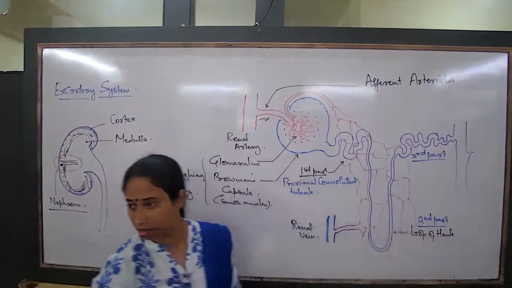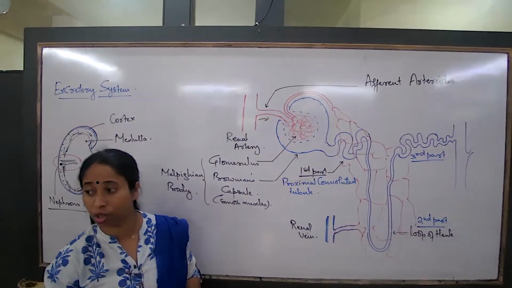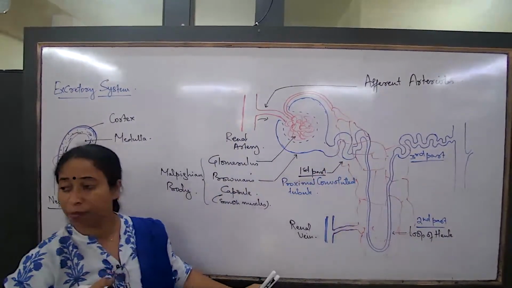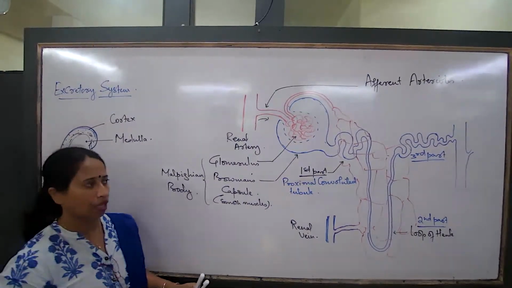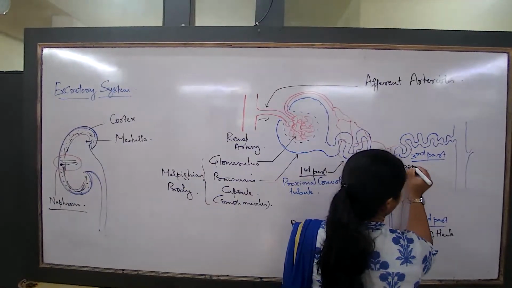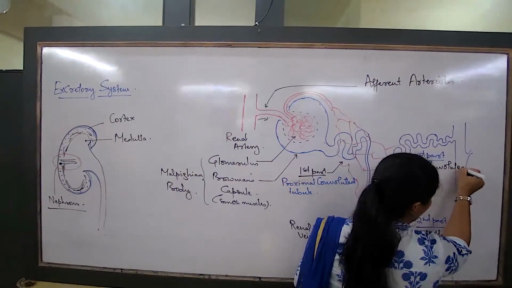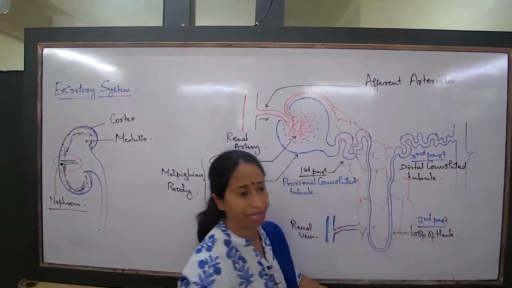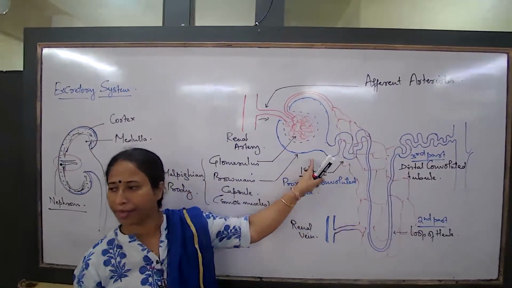Now, this entire loop of Henle plays a very important role when we are going to understand the volume and the composition of the blood. The third part of the tubule, what is the third part of the tubule known as? The third part of the tubule is known as the distal convoluted tubule. What is the meaning of distal? Distal from the word distant. Distant means far away from the Malpighian body.